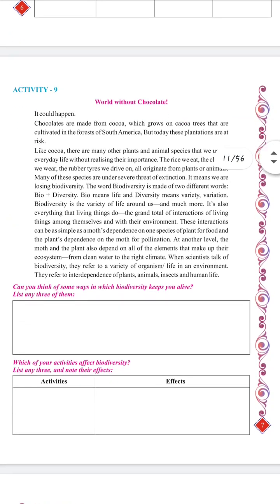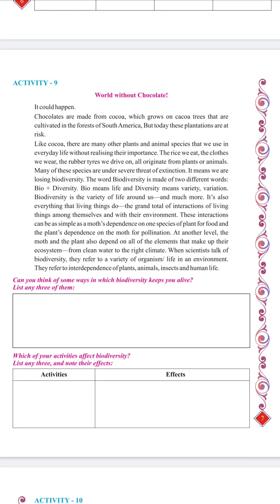Let's take activity number 9, world without chocolates. So chocolates, it's a very delicious thing. Our mouth gets watered, it gets filled with water whenever we see chocolates. I think all your mouths have filled with water now. Let us see what is given here.